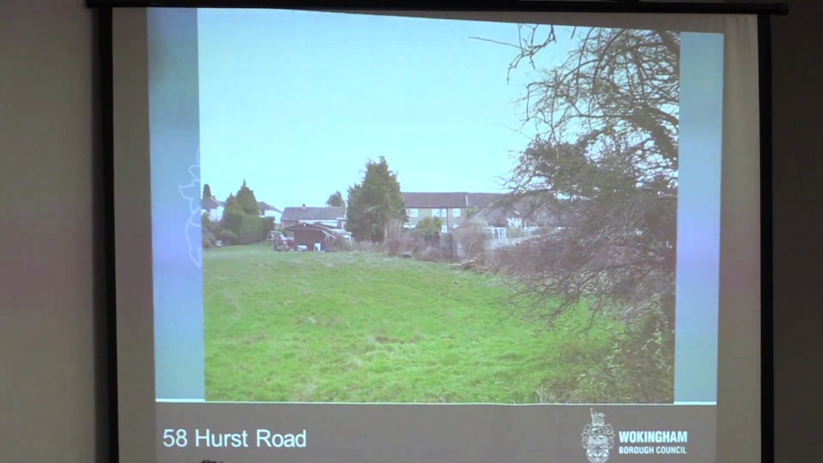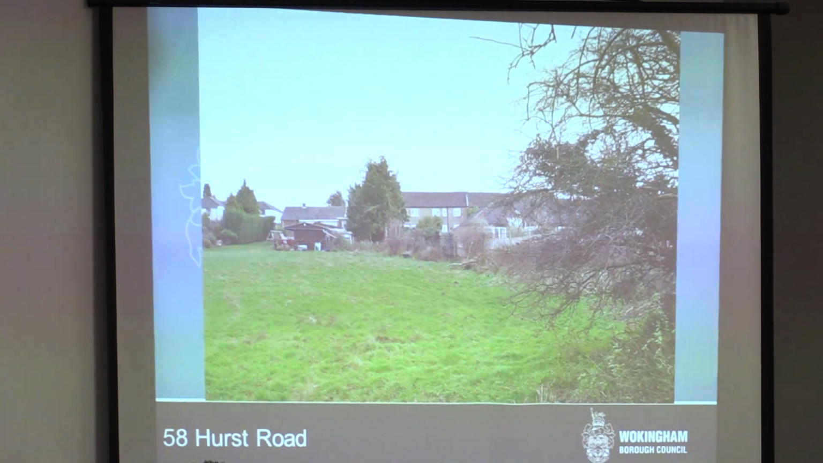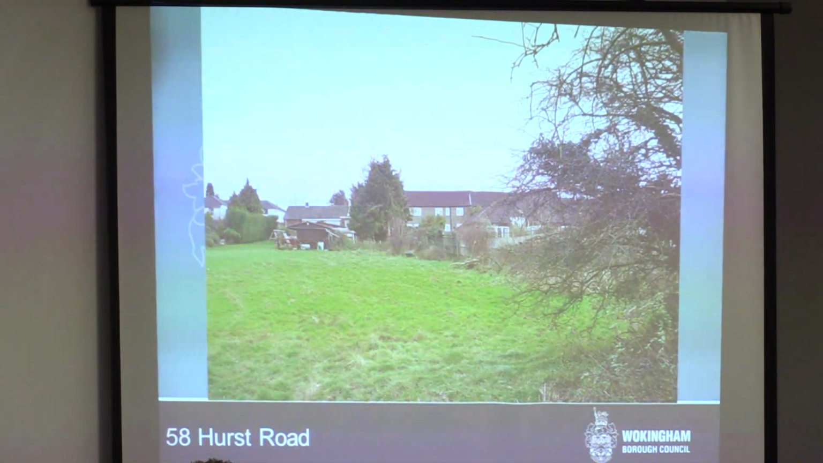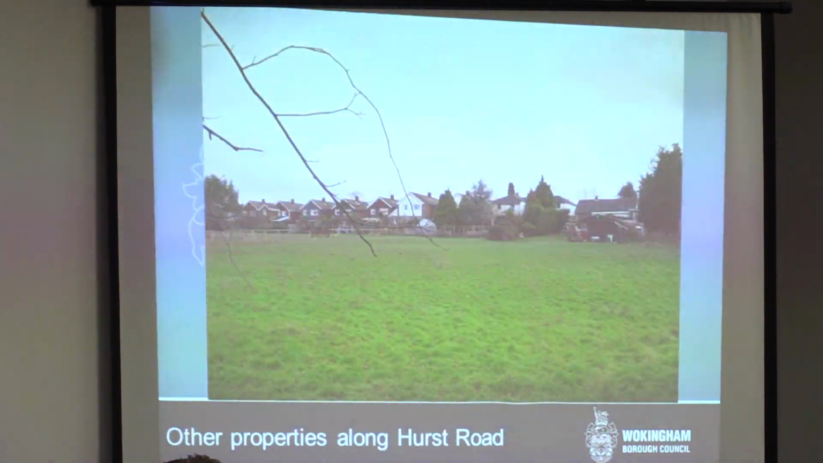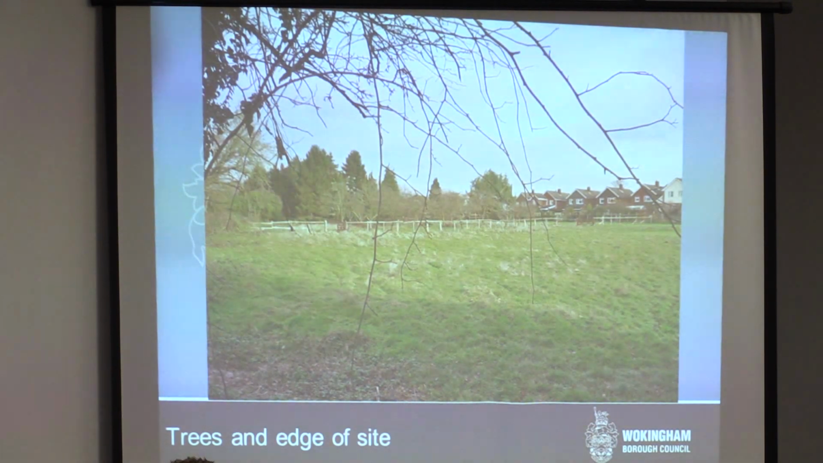Members went on a site visit, so I'll show a few photos. 58 Hurst Road is the bungalow to the left of the picture, and has direct access to the field behind. The field is generally open, but with trees and hedgerows at the boundaries. And this photo is taken from the southwest corner looking towards 58 Hurst Road. Turning slightly to the left, you can see the rear of the other properties on Hurst Road. And further to the left, you can see also a small orchard.